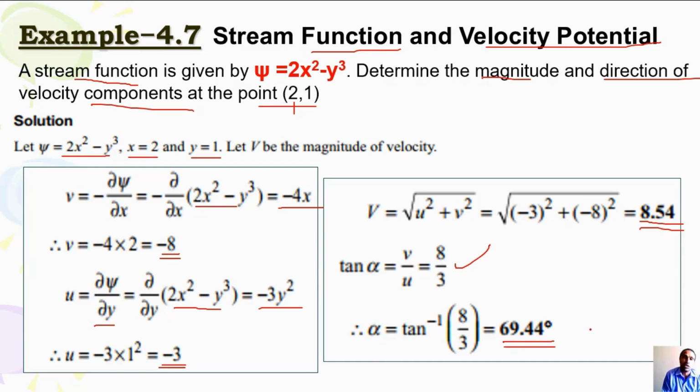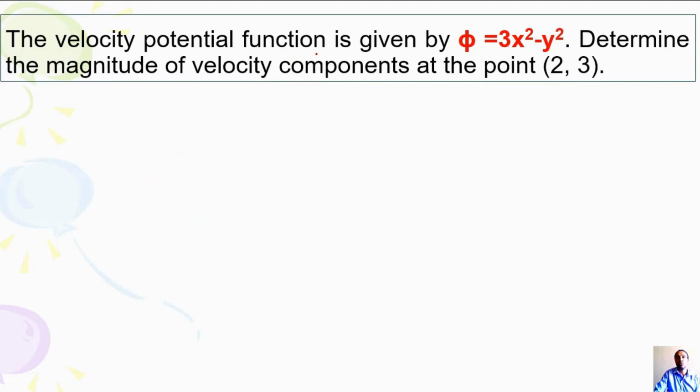69.44 degrees. So I think with this we can redraw the velocity function and also the stream function so that we can have the direction. Now the velocity potential function is given by this one. Another problem: the velocity potential is this one. Then determine the magnitude of the velocity components at the point (2, 3).